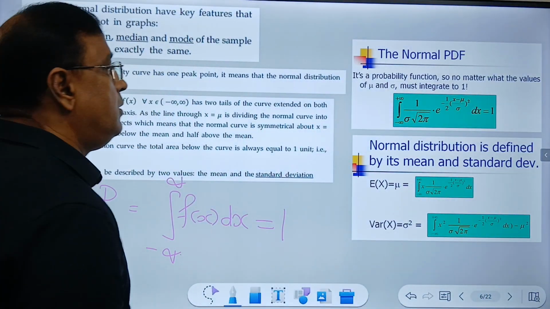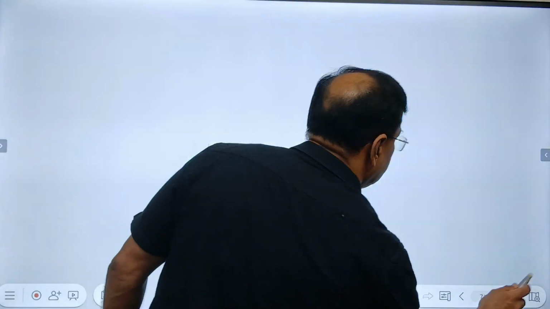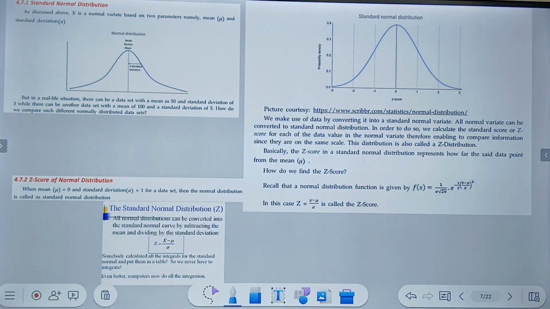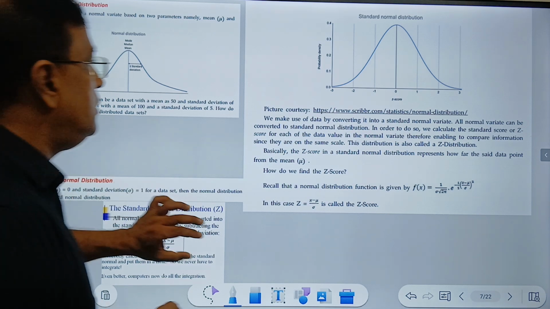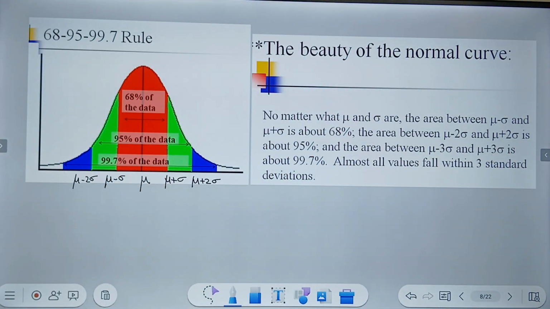Now, and of course there are some formulas. These are not required for us, so I will not go into that. Now, you have talked about this. Here is another very important thing I want to talk to you about.